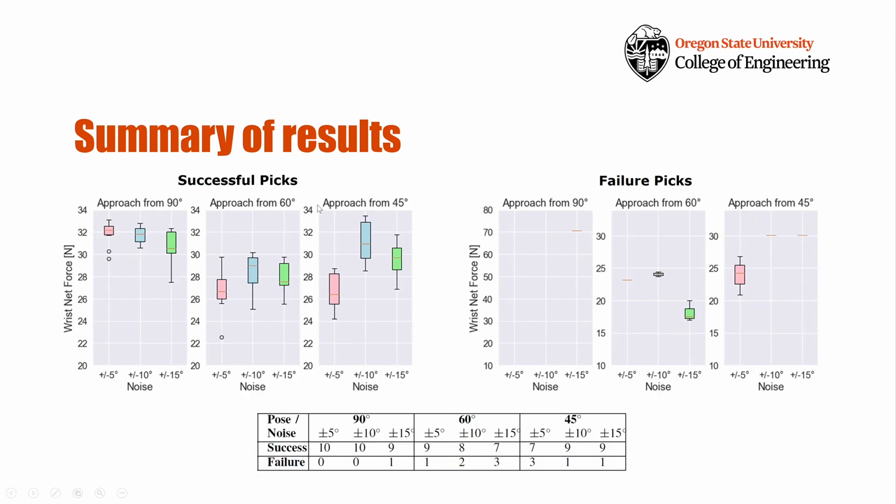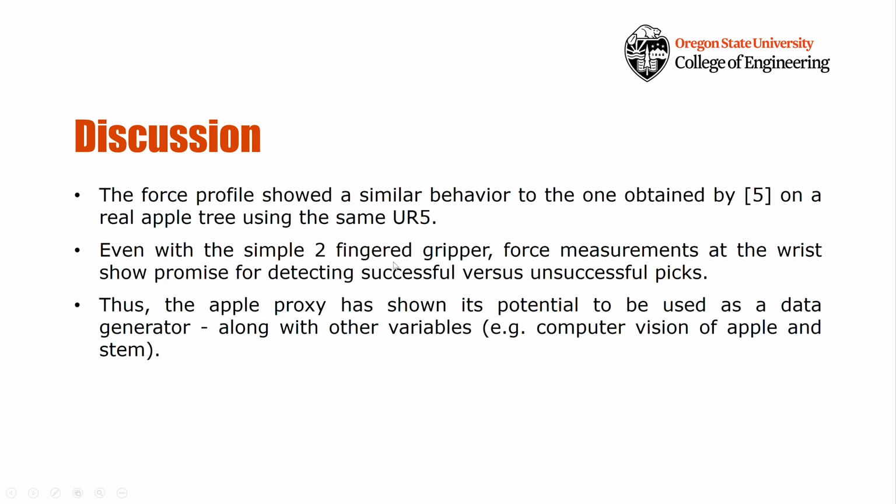Also, here we can see more quantitative information about the values at which the successful picks occurred. Most of them occurred at a value of 30 Newtons, whereas the failure ones occurred at different values, but some of them also occurred at 30 Newtons, which is why we have to use not only the quantitative information but also the qualitative information. Finally, these force profiles showed a similar behavior to the one obtained by one of our references with real apple trees, despite the fact that we used a simple gripper.